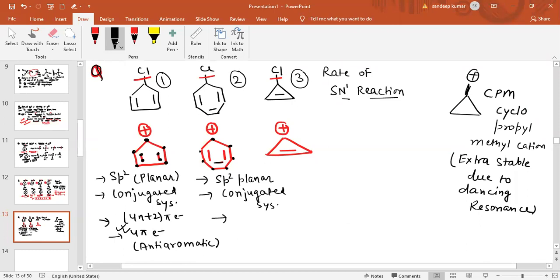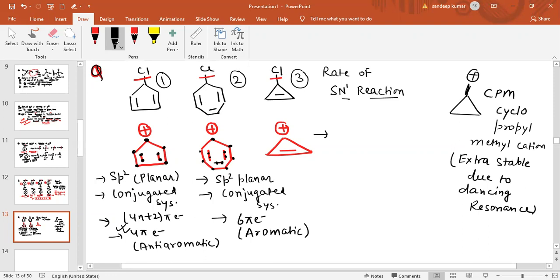And how many electrons are there? 1, 2, 3, 4, and 5 and 6. So how many electrons are there in the ring? 6 pi electrons. So all conditions are fulfilled, and the second compound is aromatic in nature. So the second compound is aromatic in nature.